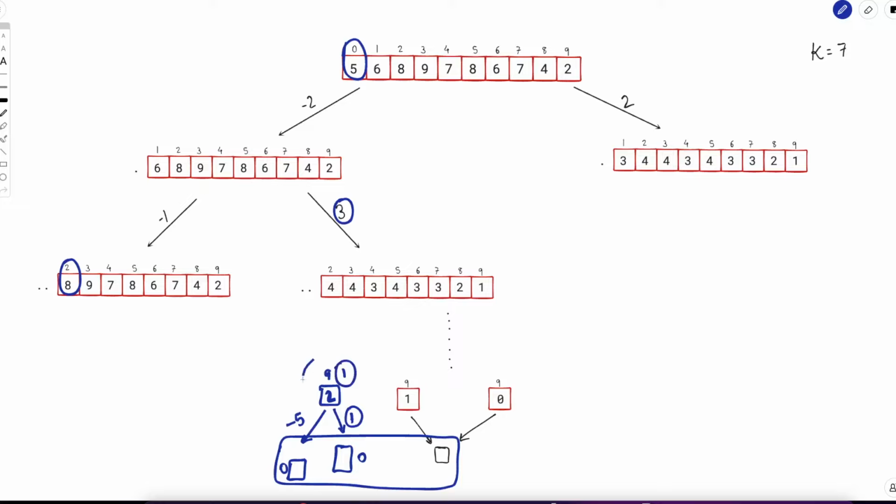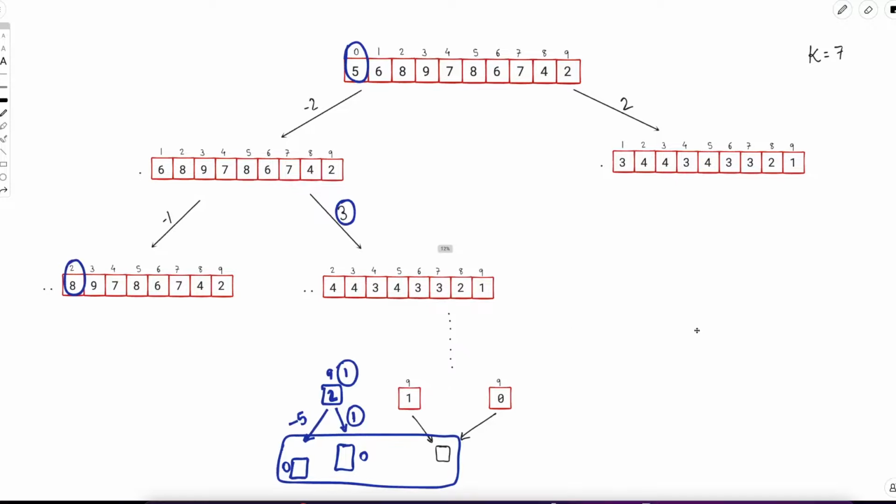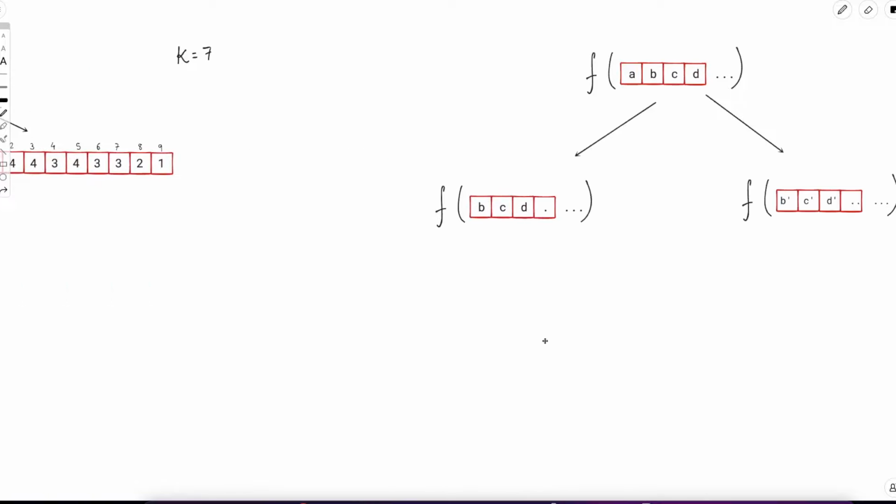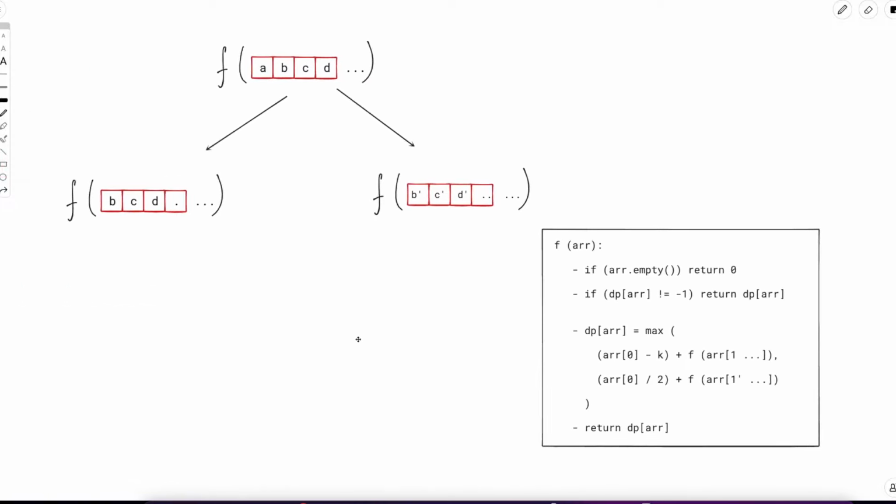Now once you get the answer for this one, you can move forward and calculate the answer for the one above, and so on and so forth. Basically, the same way recursion will proceed. So I hope this entire solution makes sense. Now, how would the recursion look like? The recursion looks exactly like this.